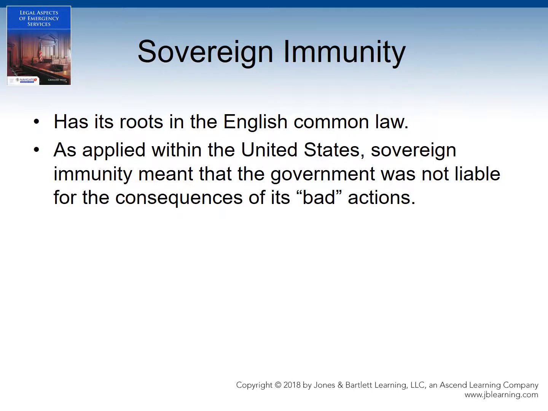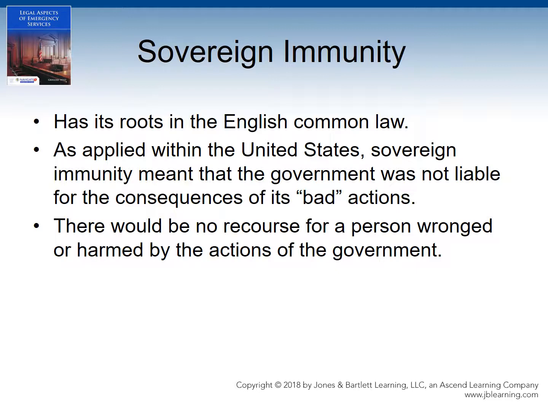This meant that the government was not liable to any individual for the consequences of its bad actions, and there was no recourse for a person who was wronged or harmed by the actions of the government. To a certain extent, this also made practical sense, as a lawsuit against the government is really a lawsuit against the public and the taxpayers themselves. After all, if the government loses a lawsuit, who pays? The taxpayers. Because the person suing the government is more than likely a taxpayer him or herself, that person is therefore suing him or herself to a certain extent.